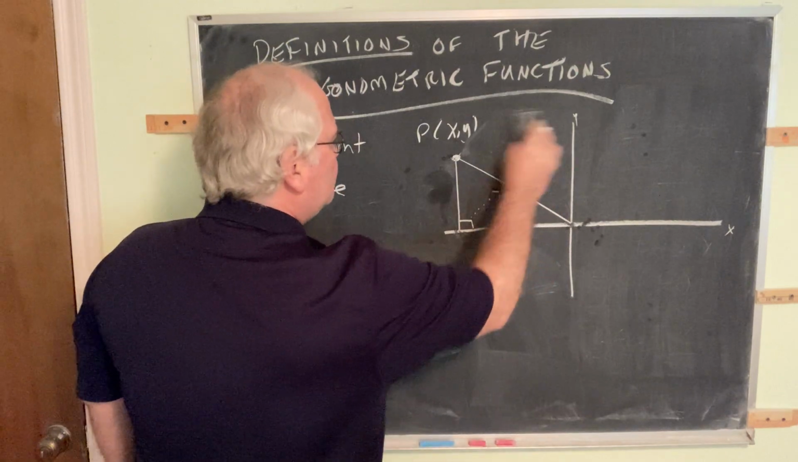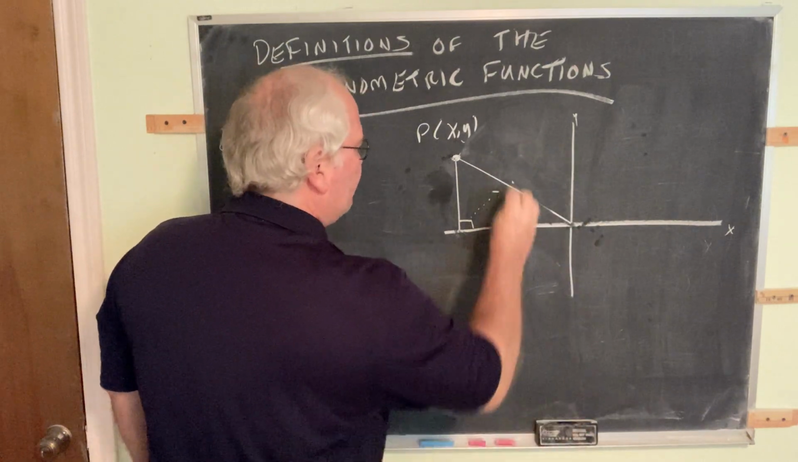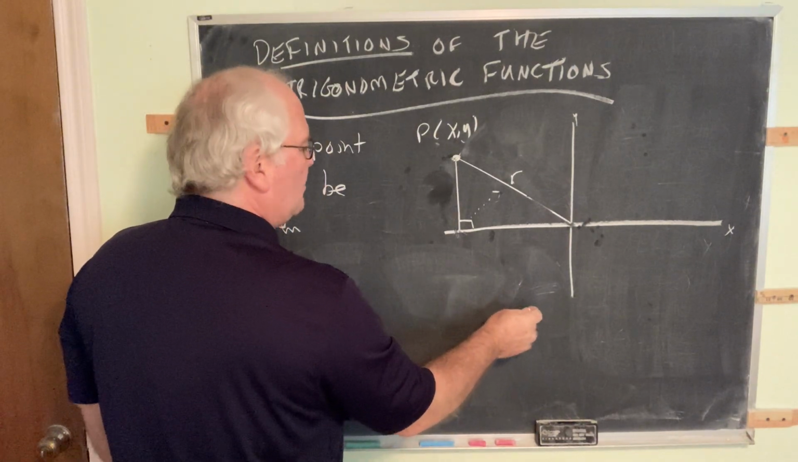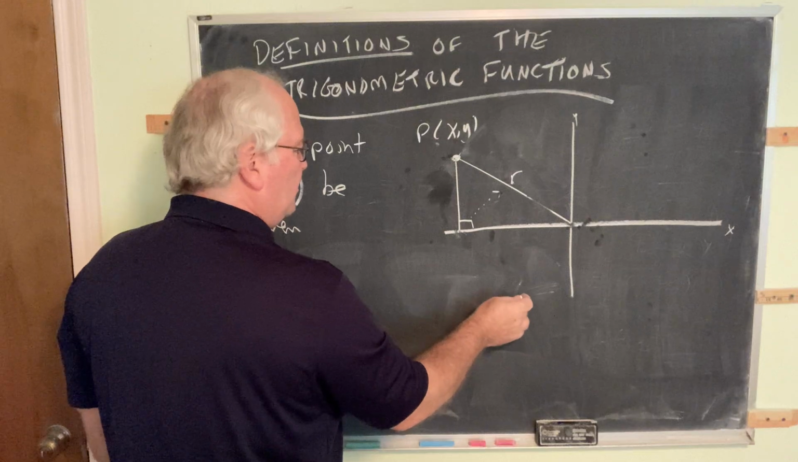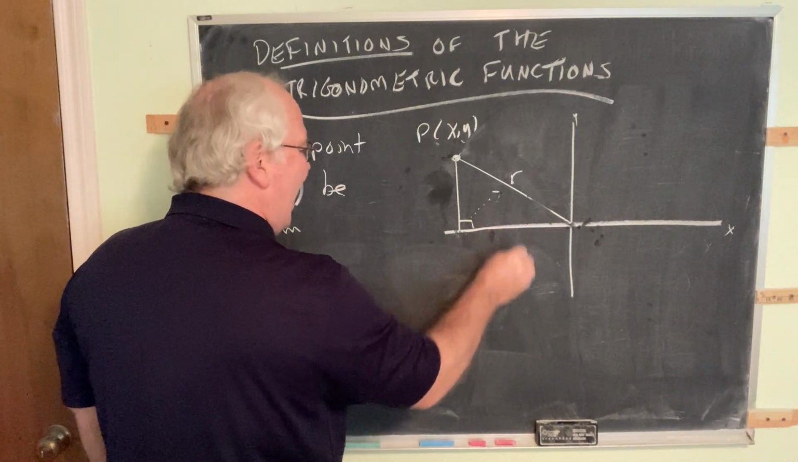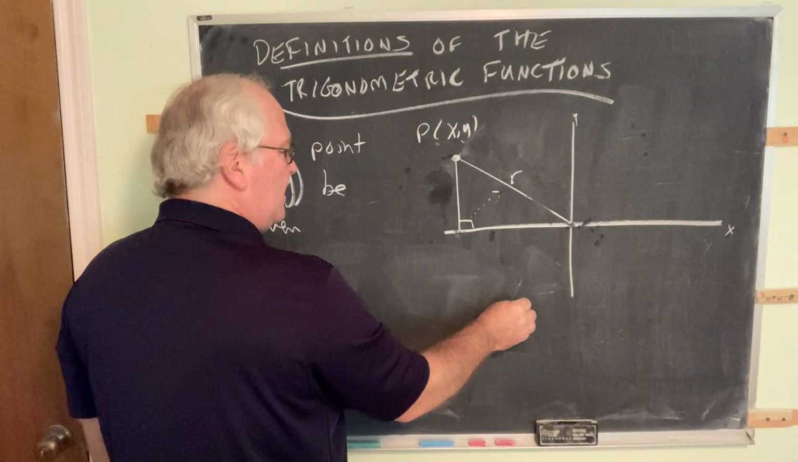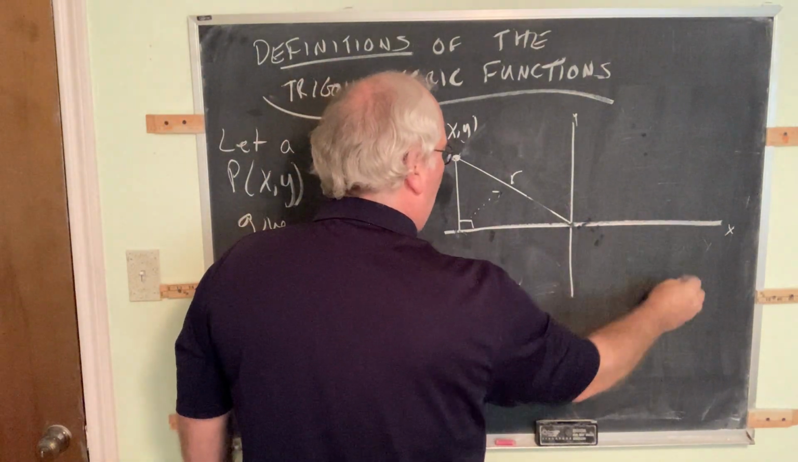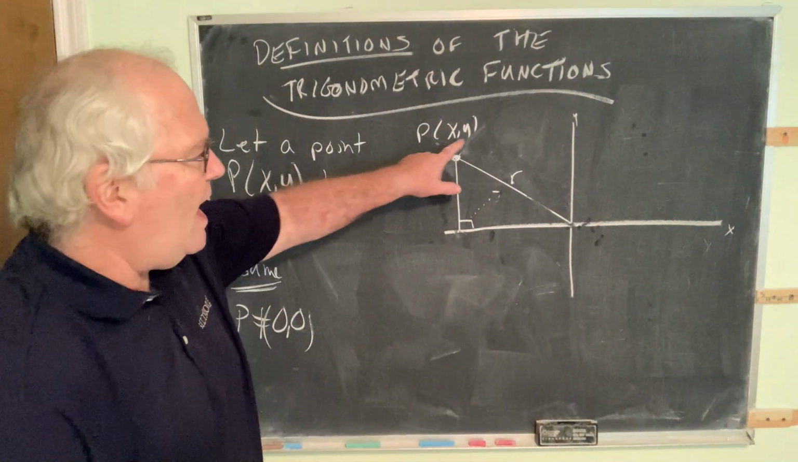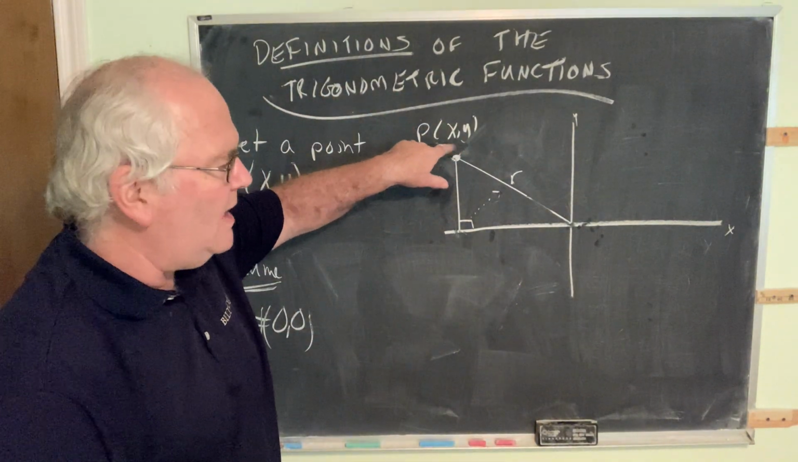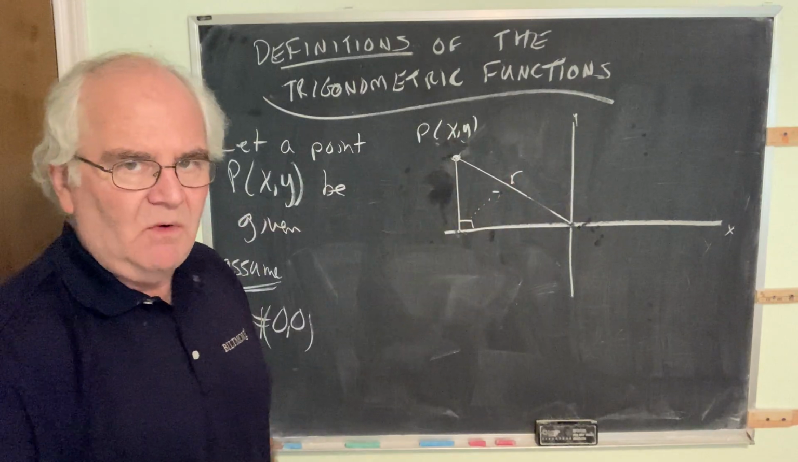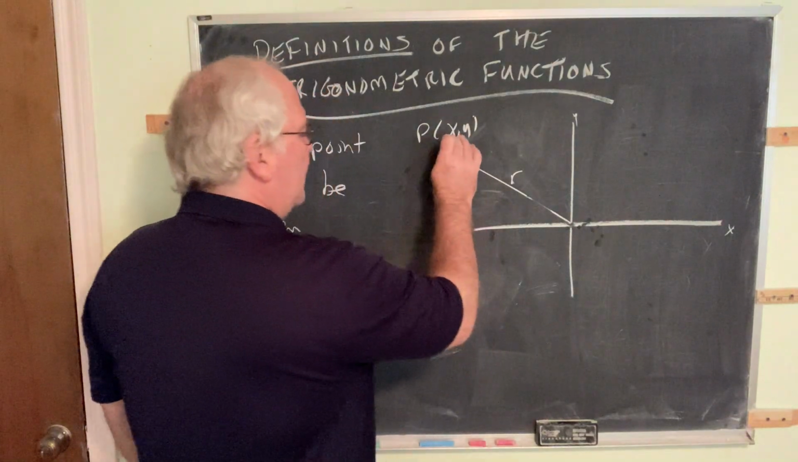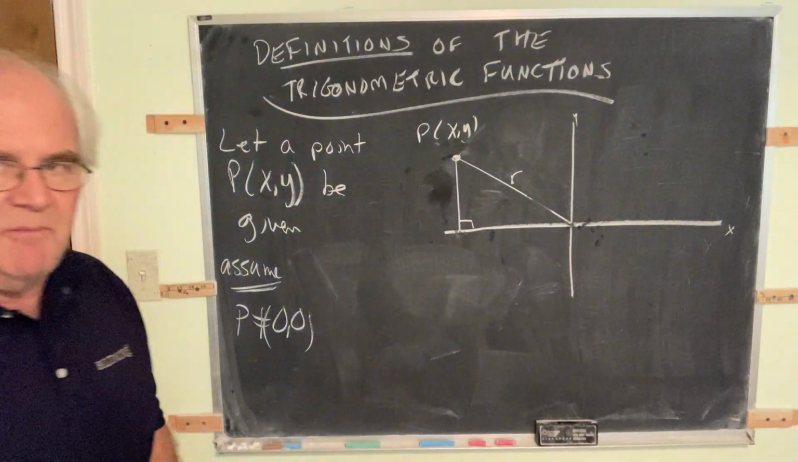If 10 minutes ago I had chosen my point P to be down here in quadrant 3, then both the x value and the y value would be negative. If I choose the point to be in quadrant 4, the x value is positive, but the y value is negative. So the sign of x and y depends upon which quadrant we're dealing with. I just randomly chose quadrant 2, and so in this particular case, x happens to be a negative number.